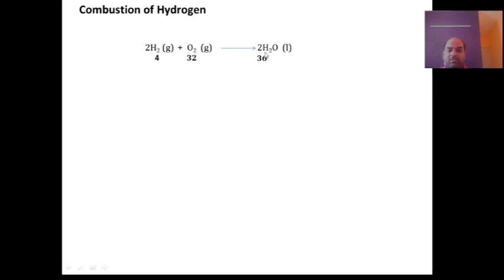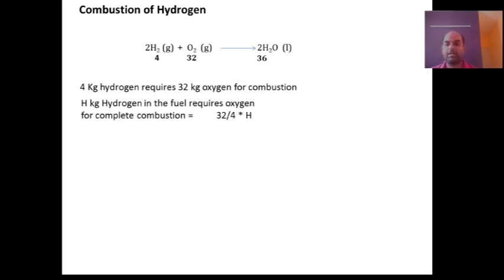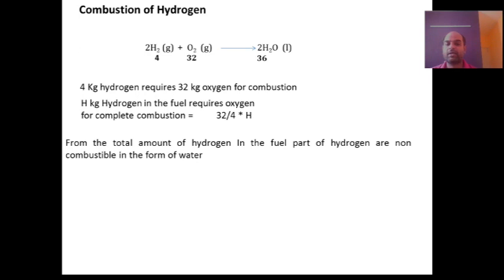What is on the product side, don't worry about this value, because what is important is this. Okay, so which means for every 4 grams of hydrogen, 32 grams of oxygen is required for complete combustion. So that's what is shown here. So from that you can find out how much oxygen is required for a given amount of hydrogen present in your fuel.